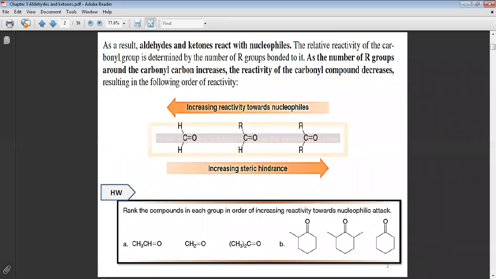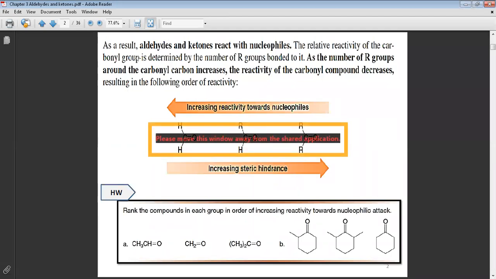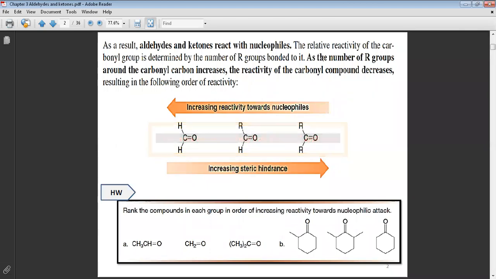As a result, he said, aldehydes and ketones react with nucleophiles. That means the carbonyl functional group will be active toward nucleophiles. Why active toward nucleophiles? Because the carbon is partially positive, so it is active for the nucleophiles.